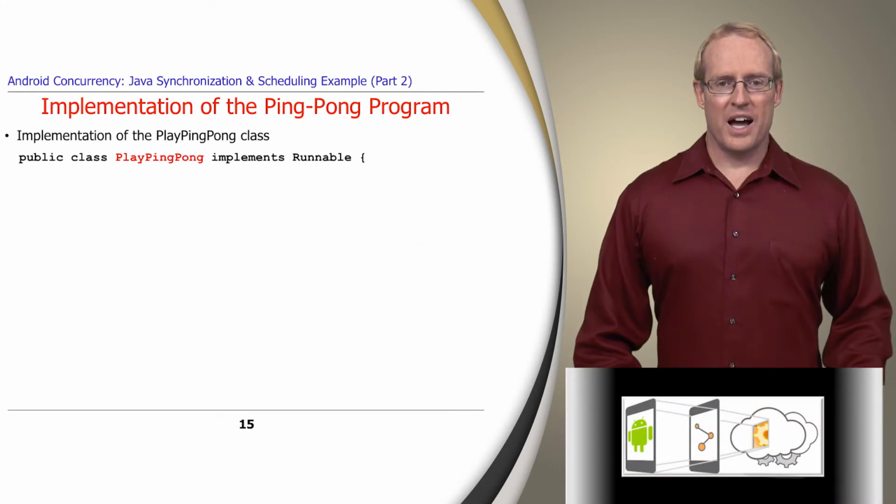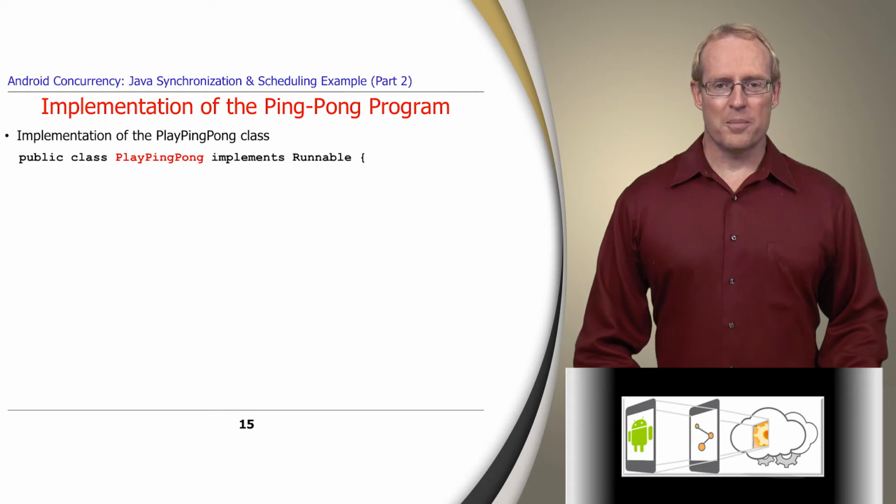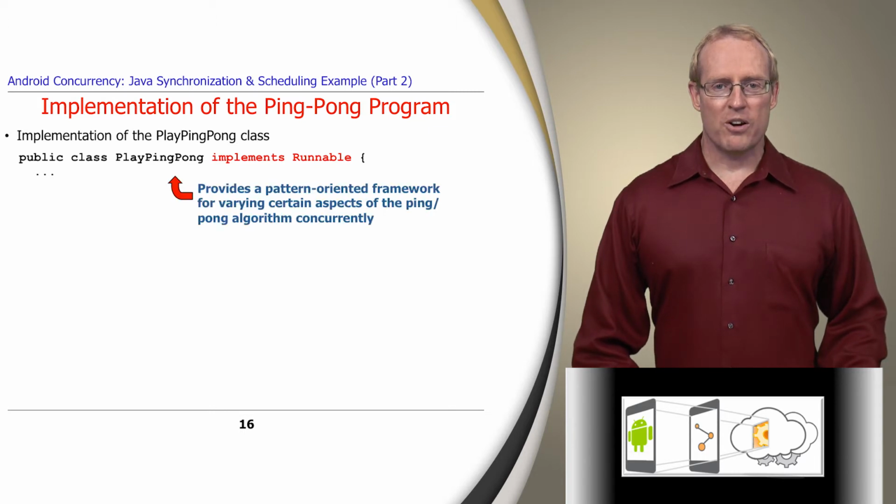Now that we've covered the design of the pattern-oriented ping-pong program, we'll analyze its implementation in detail. The bulk of the ping-pong program code is defined in the PlayPingPong class, which implements the Runnable interface and provides a pattern-oriented framework for varying certain aspects of the ping-pong algorithm and its concurrent behavior.